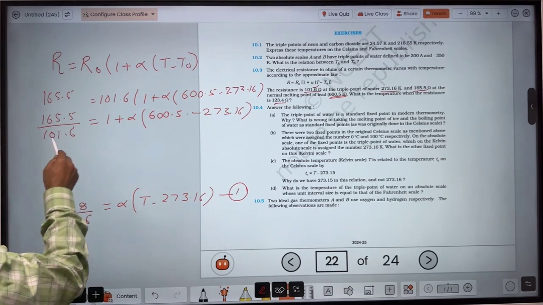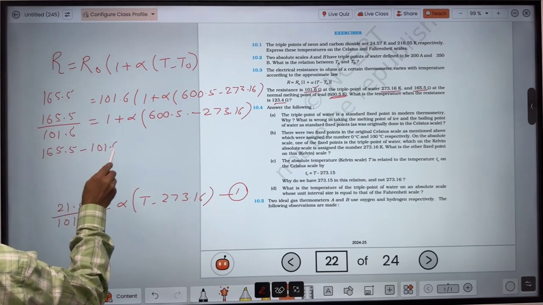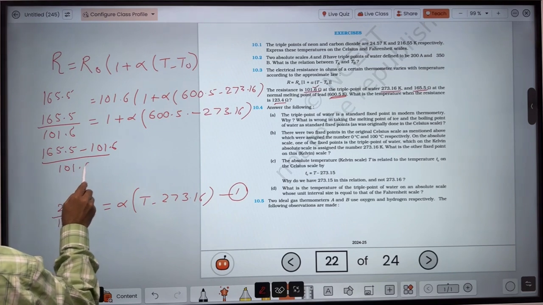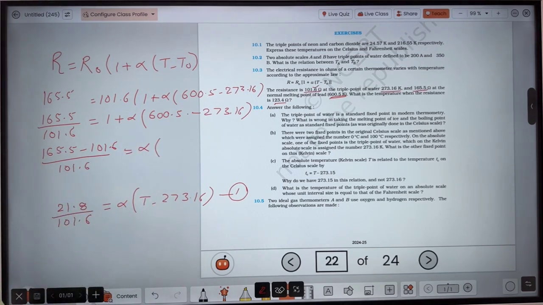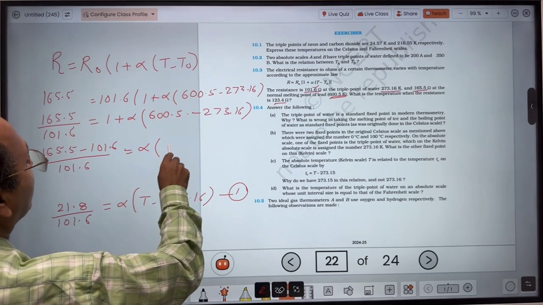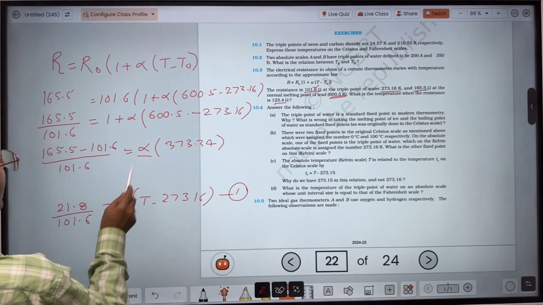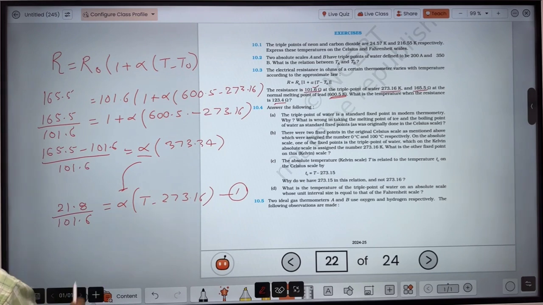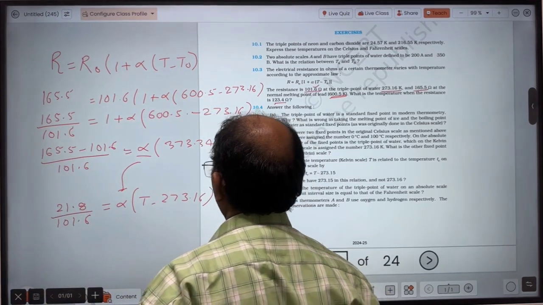So you can simplify this and take this one to this side. 165.5 minus 101.6 divided by 101.6 is equal to alpha times. You can subtract this. After subtraction you will get 273. So 373.34. Right? So you can get the value of alpha from here, and that value of alpha you can put here to get the answer. The value of T will be around 384.